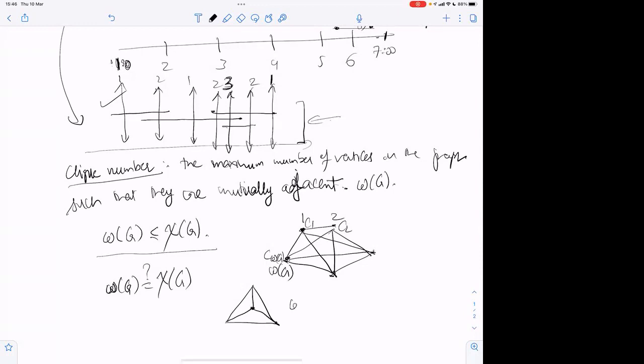So here, what is omega g? Equal to 4, chi g is also equal to 4. So this is not a counterexample. Okay. Sir, without the dot, is the counterexample.